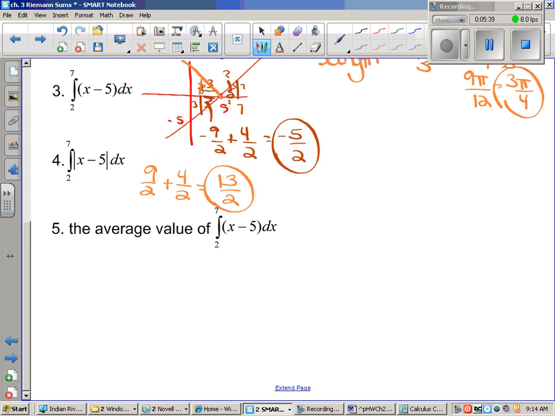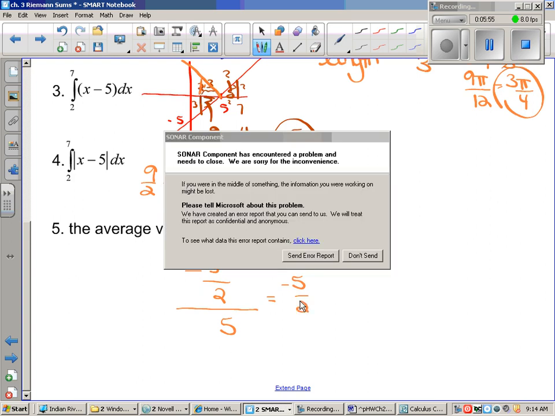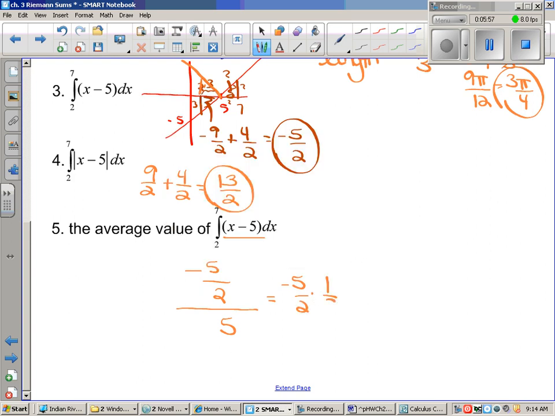Now the average value, again, notice this doesn't have the absolute value sign, so we're going to use the one in the third part there, number 3, and that area was negative 5 halves divided by the length of the interval, which is 5. Again, if you want me to show you, keep, change, and flip, and you get negative 1/2 as your average value for that section.